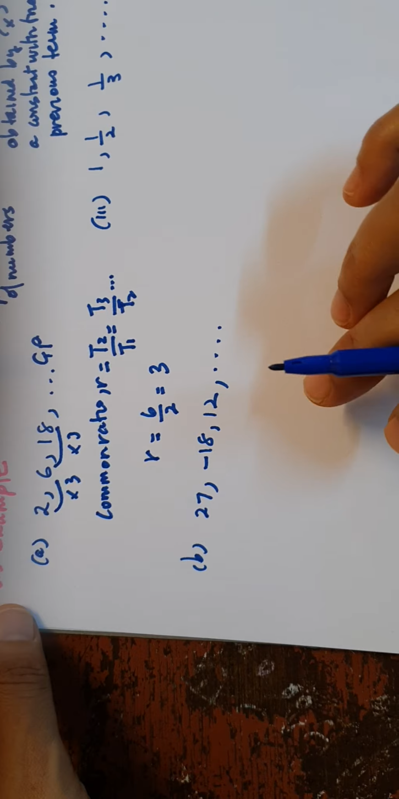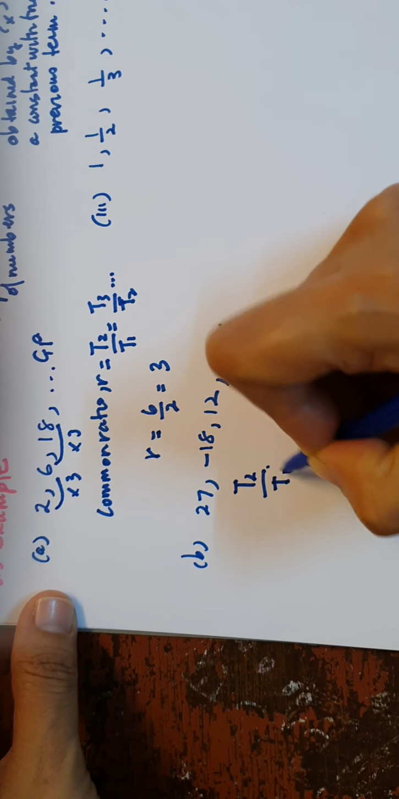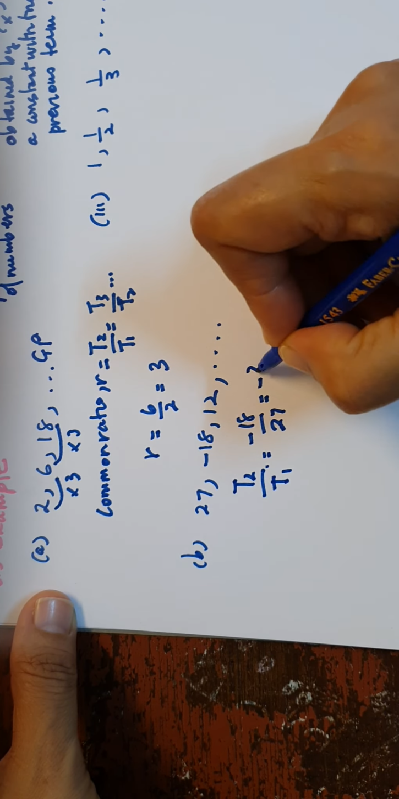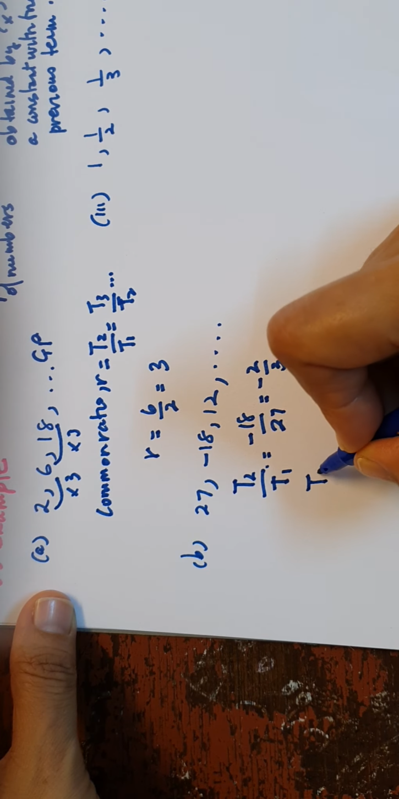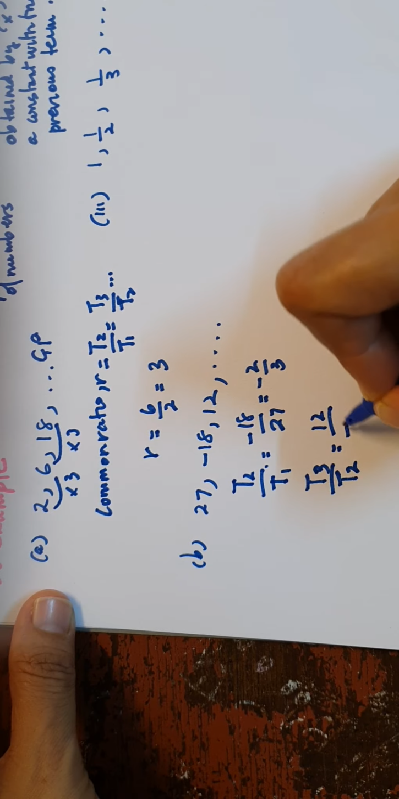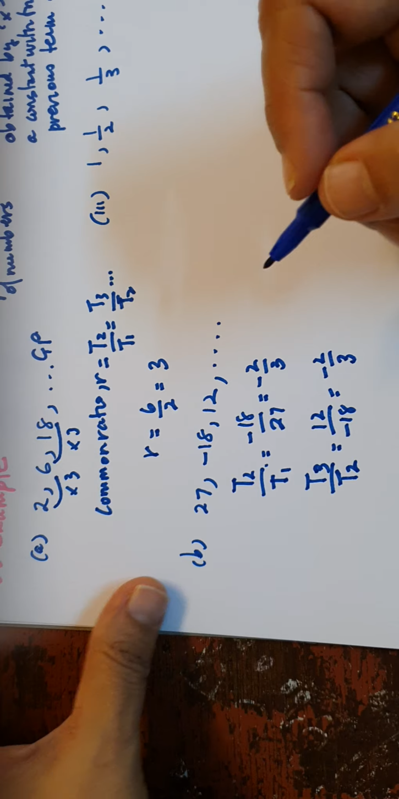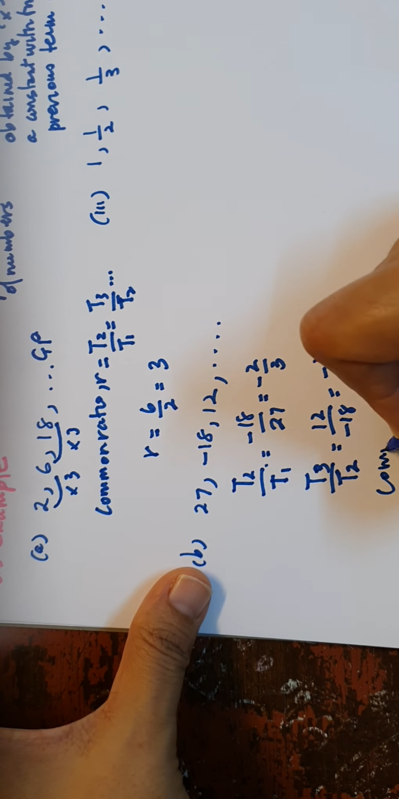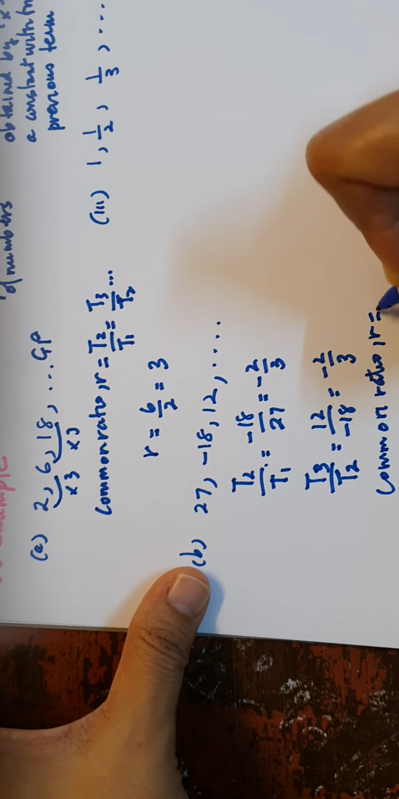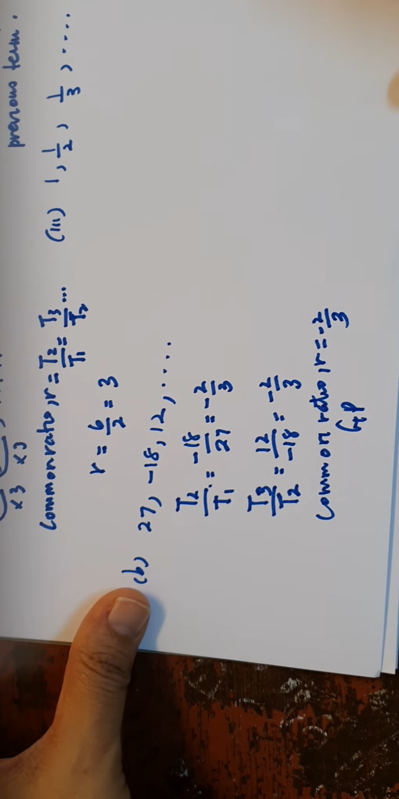To determine whether it's a GP or not, I'm going to take my second term and divide by my first term. So I will have negative 18 divided by 27, which is negative 2 over 3. I will take my third term and divide by my second term, which is 12 divided by negative 18, also negative 2 over 3. Do you notice it's a common ratio? Since you have a common ratio, what is your common ratio here? My common ratio, R, is equal to negative 2 over 3. So this is a GP.